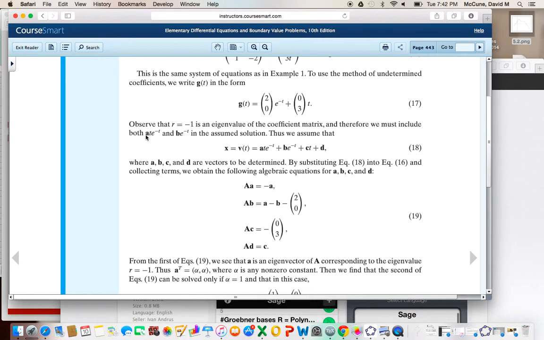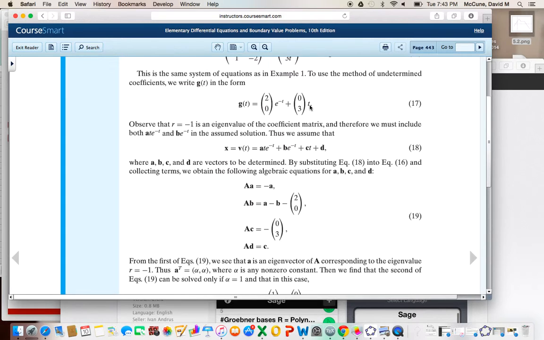It says, fine, we can't deal with an e to the -t by itself. We're going to make a guess of this form. So constant vector times t e to the -t, plus constant vector times e to the -t. Add those up. That's going to be our guess that tries to match this somehow.